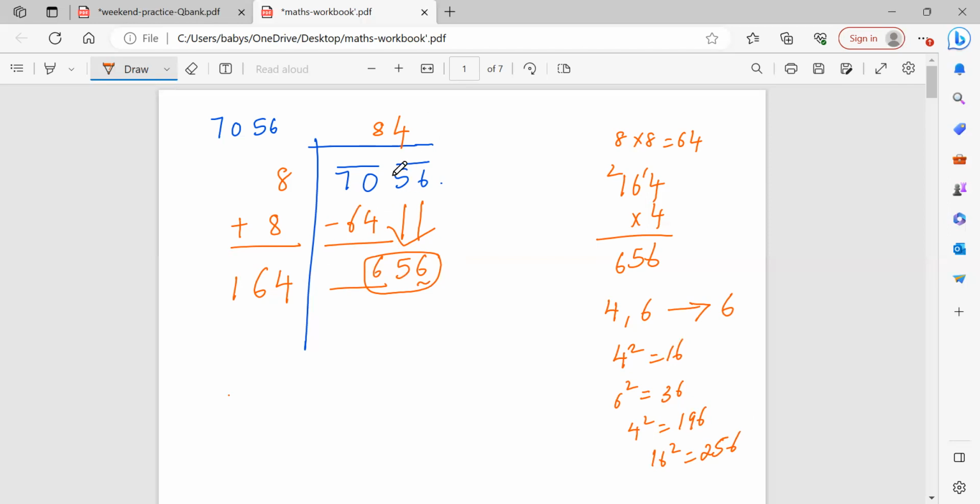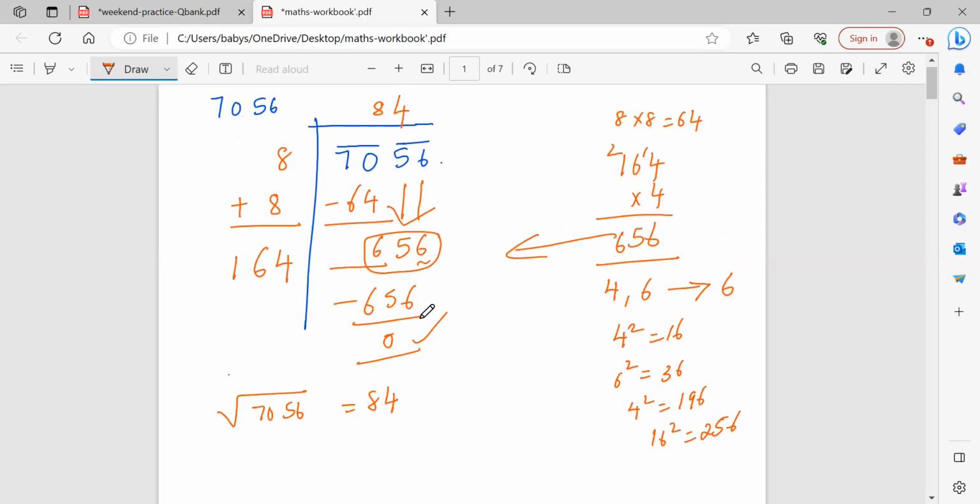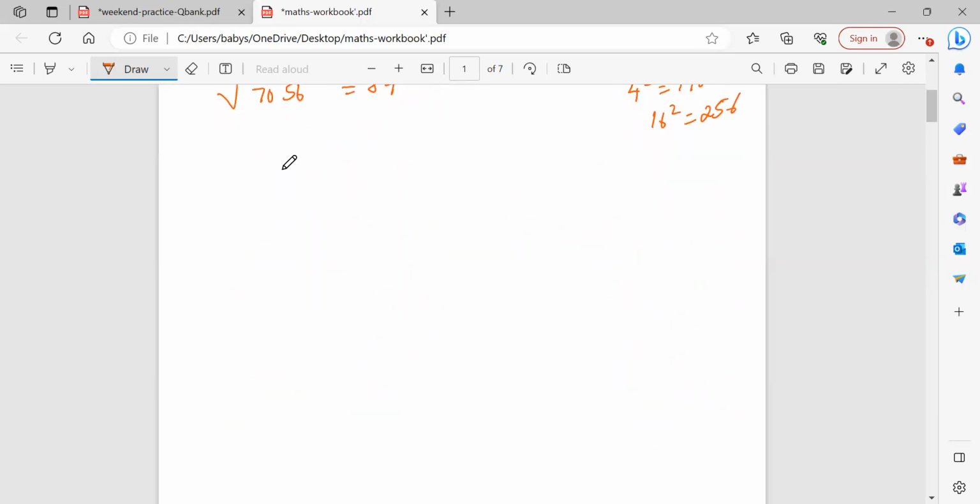And now it is 164 into 4 is what we got, isn't it? 656. So it will be 0. So square root of 7056 will be 84. We'll not proceed further. We don't get decimals because the process stops, isn't it? You're getting 0 remainder. Now, if I want to do it by prime factorization, I just have to be a little good with my tables and division and multiplication.